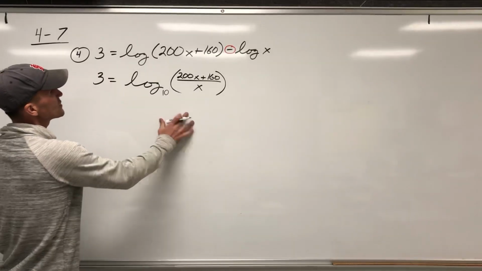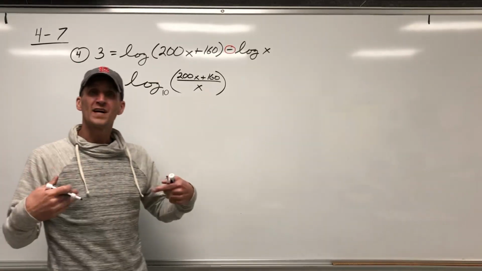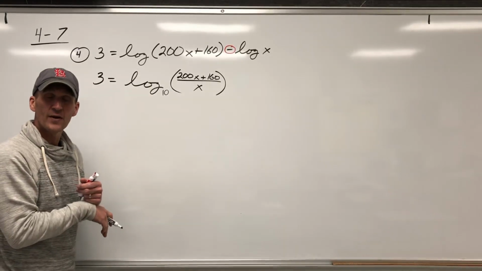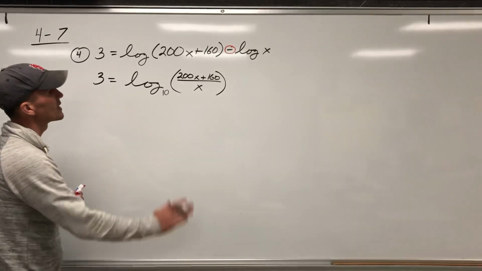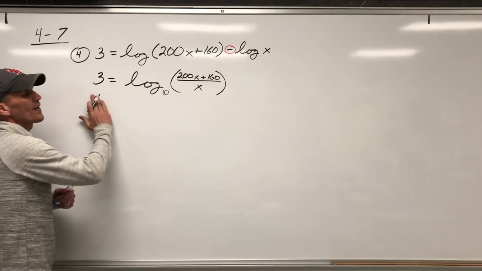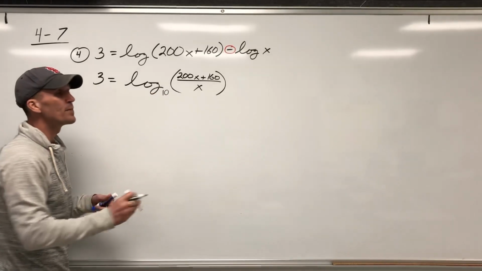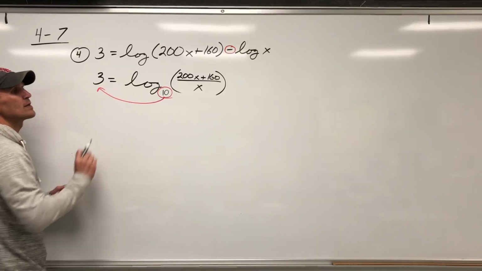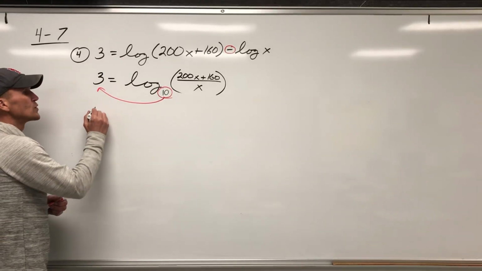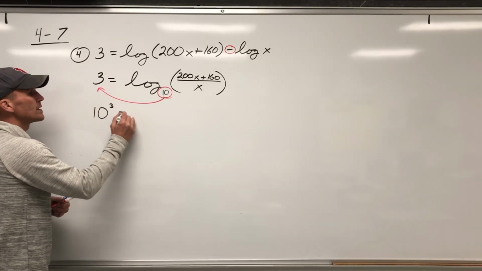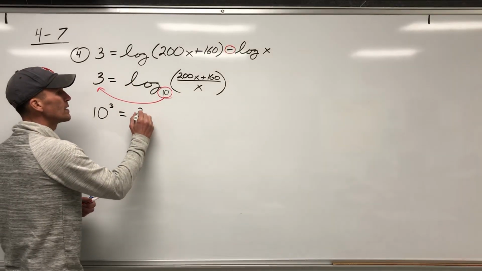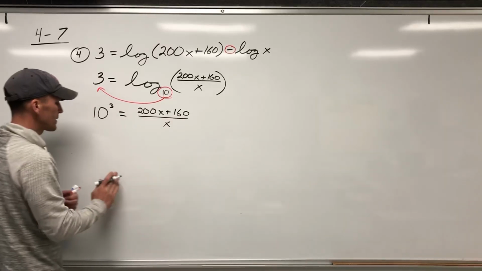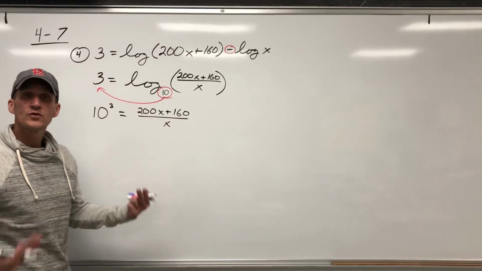But you guys, how do we solve a log problem when it's not on both sides? When it's on both sides, we can cross them off pretty easy. But when we have a log on one side and not the other, we have to convert it. And I used to say, when you get a log on one side, not the other, move the base, convert. The base of 10 has to come over and it becomes the base of an exponent problem. So I have 10 raised to a power of 3 is equal to, the log now goes away, 200x plus 160 divided by x.